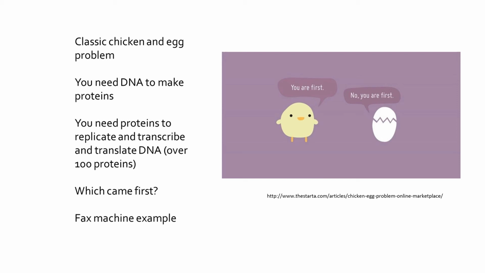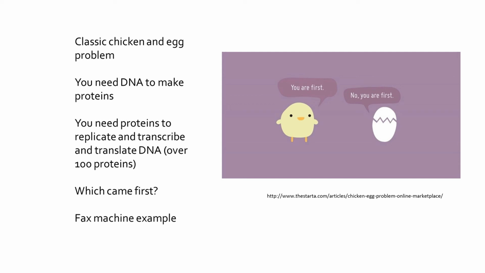We did not talk about the process of DNA replication, which is itself very complex, but DNA not only makes proteins, it replicates itself for all of the cells in your body that are constantly dividing, and for organisms that divide to make the next generation, and so forth. So you need DNA to make proteins, but you need proteins both to replicate and transcribe and translate the DNA. In fact, the process we went over was still very simplified, and this transcription and translation requires over 100 coordinated proteins. So which came first?